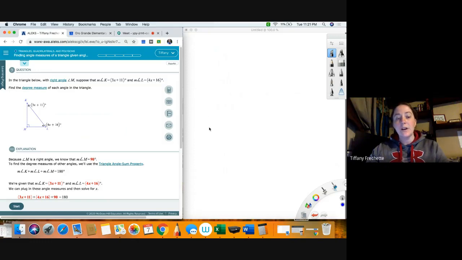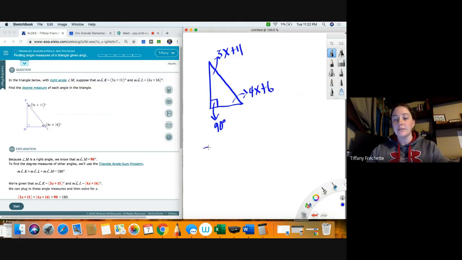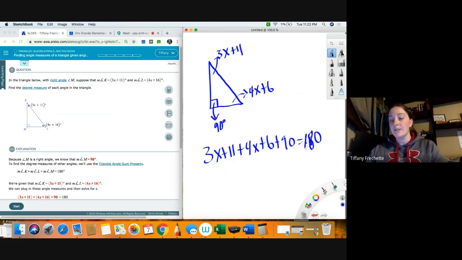So in this case, if it says right angle, then you know that's a 90-degree angle. So this is 90 degrees taken up already. This one is 3x plus 11, and this one is 4x plus 16. All of these added up together have to equal 180. So let me add them together. They have to equal 180 degrees when I add them all together.